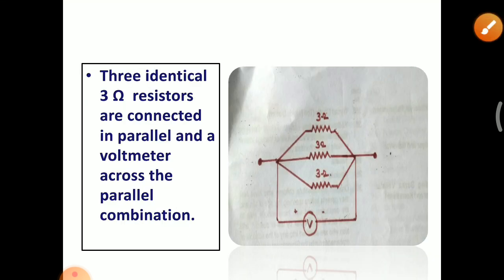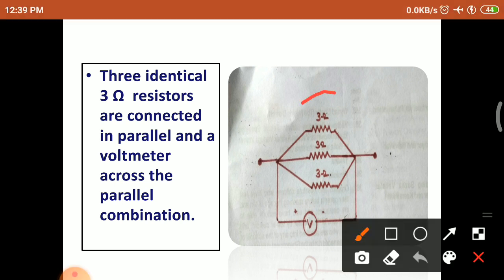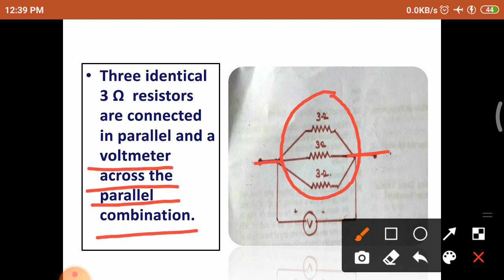The next: three identical 3 ohm resistors are connected in parallel and a voltmeter across the parallel combination. See here, 3 ohm resistors are connected in parallel. That means they are connected between the points, and the voltmeter across the parallel combination. You have to connect the voltmeter across the parallel combination of these three resistors.